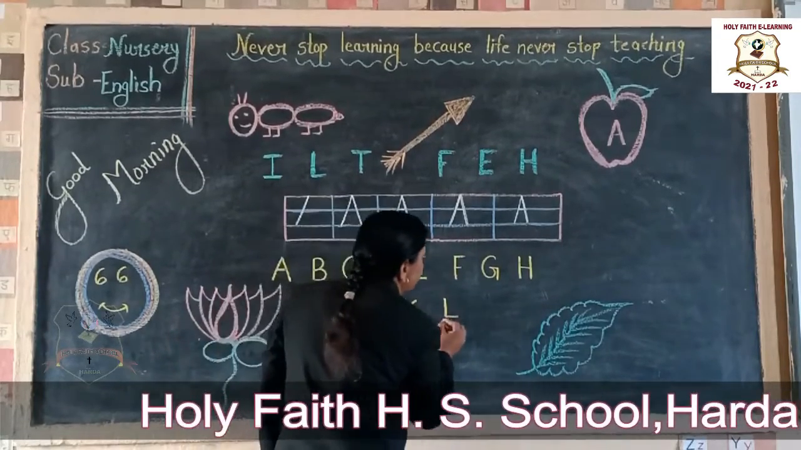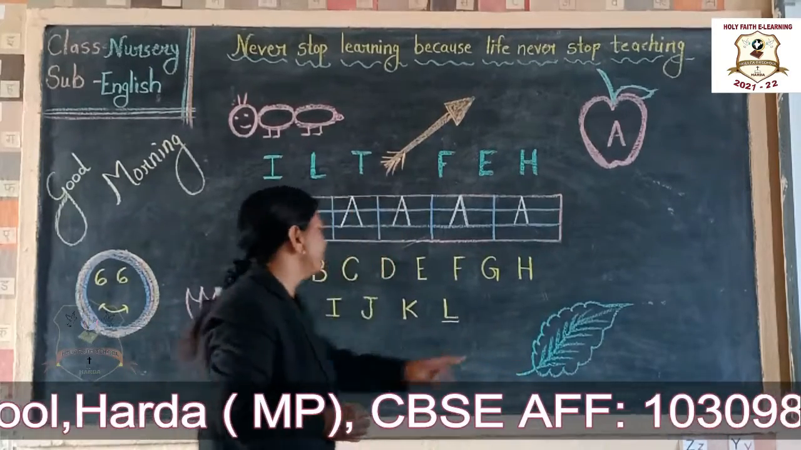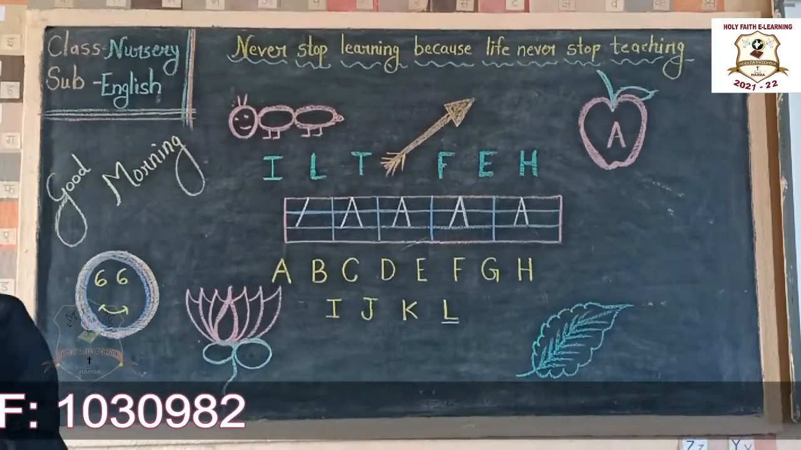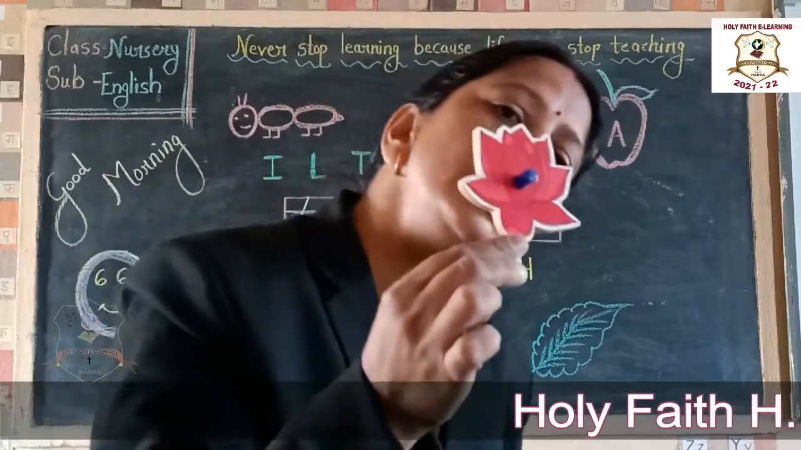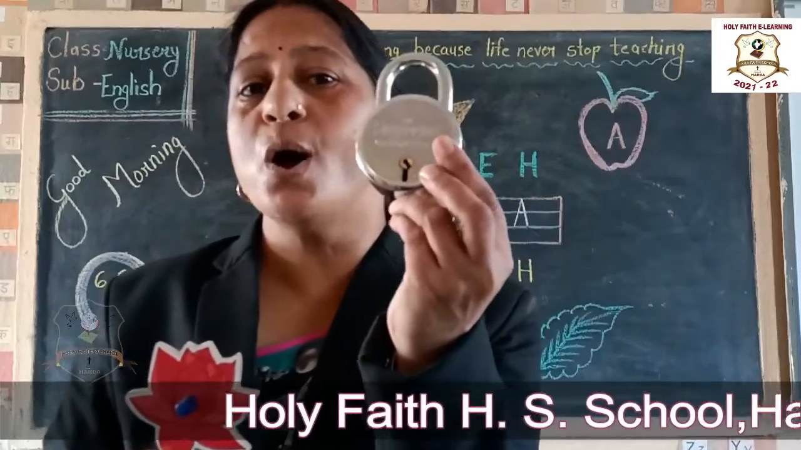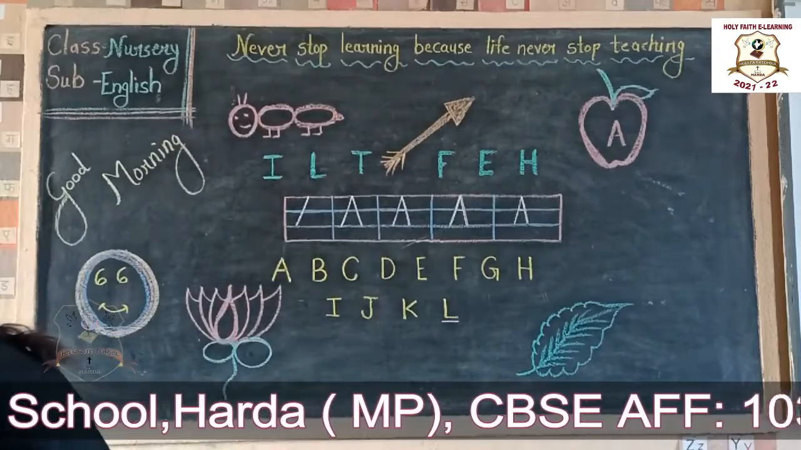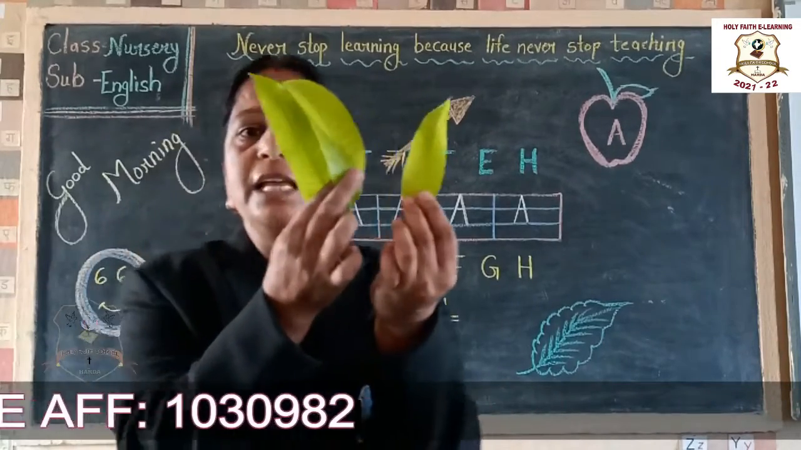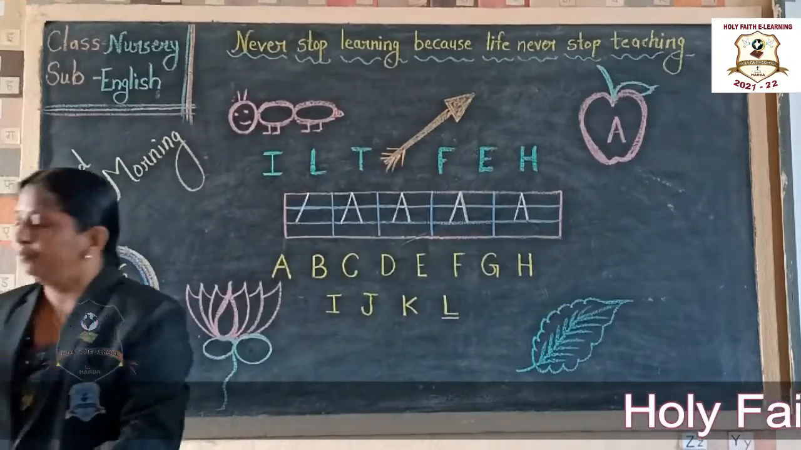Which letter will we learn today? L. L for leaf. L for lotus. L for lotus, the lotus flower. L for lock. Lock means a lock. L for leaf, the leaves. Did you see? Leaf. Yes, very good. See once again, beta.